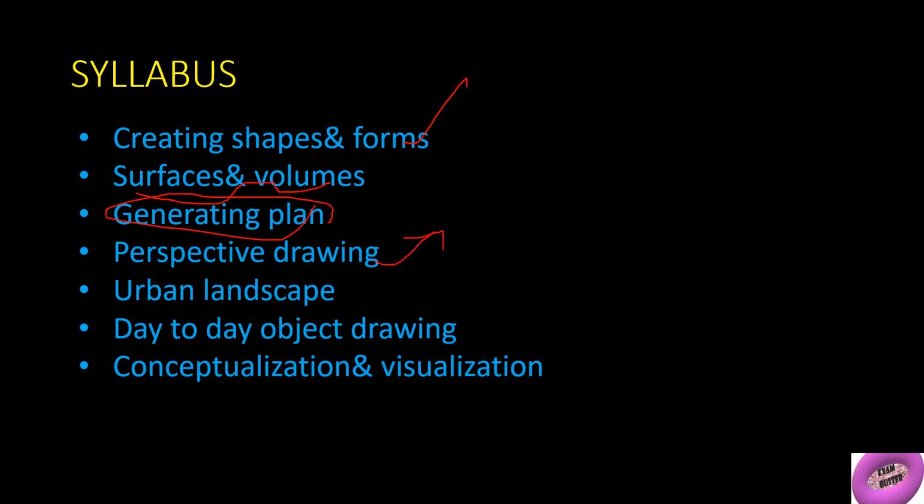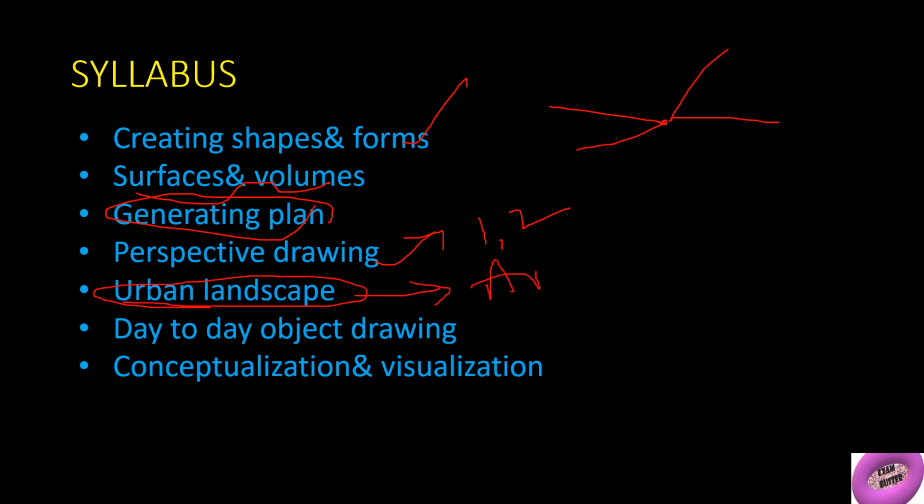Generally we know 1 point perspective drawing and 2 point perspective drawing. 1 point perspective drawing means they will take 1 point as reference and draw the entire drawing. And urban landscape is very important from the architecture point of view, because if you know landscaping well, then the beauty of the project will increase.